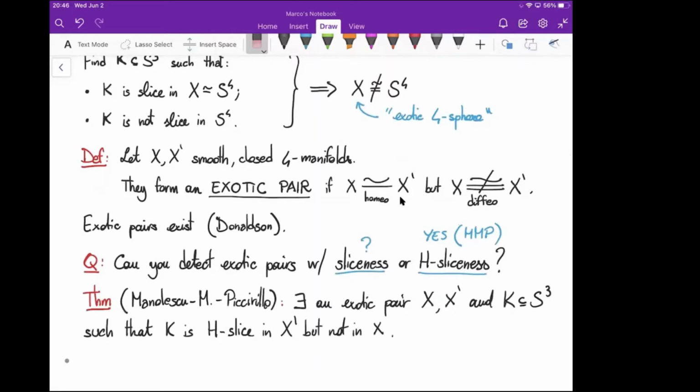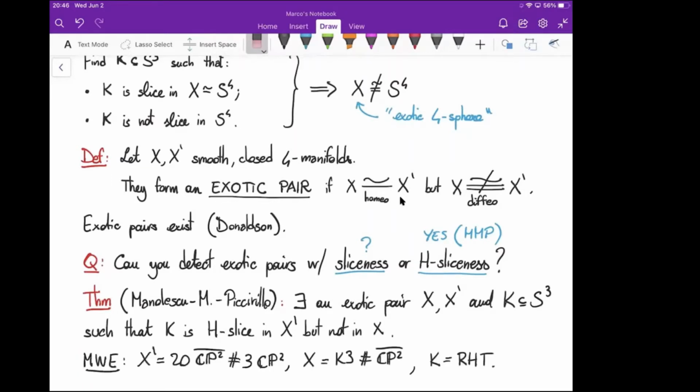So the theorem is that there exists an exotic pair, X and X prime, and a knot K in S3, such that the knot is H-slice in X prime, but not in X. So the set of H-slice knots can detect that the smooth structures on X and on X prime are different. And the easiest working example, by minimal I mean somehow the easiest to find here. I mean, we don't know if it's the minimal under some definition of minimal, but presumably not.